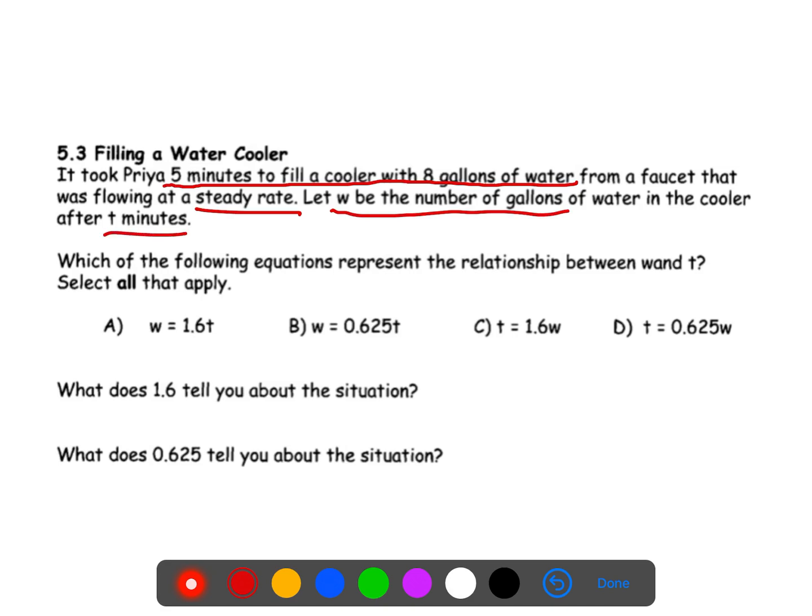So I believe this would be a great time to use a table. We're going to have time, or T, water, or W, and we need to just fill in the ratio that we're given, the rate that we're given. So 5 minutes time passes, 8 gallons of water goes into the cooler. 5 minutes, 8 gallons.